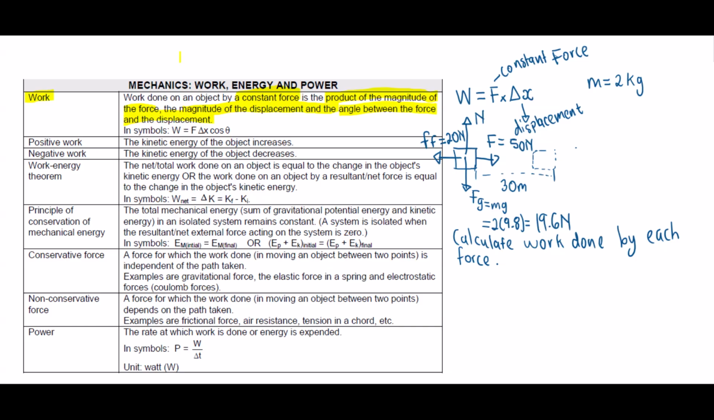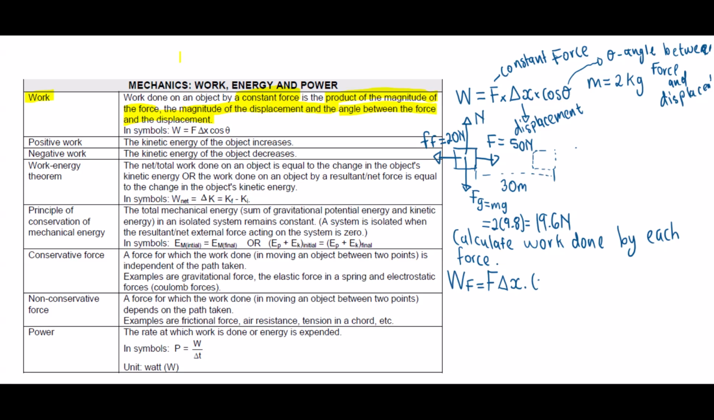Taking a look at the work done by each force, you will notice that the work done by the force F is going to be the constant force times the delta x and the cosine. Here we must multiply by the cosine of the angle theta. By the way, people, theta is just the angle between the force and the displacement.